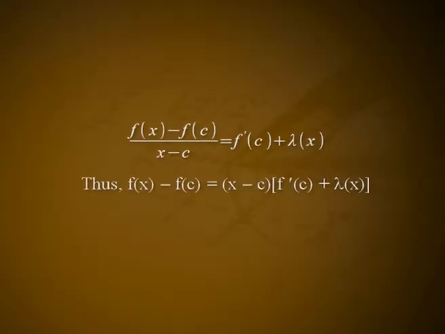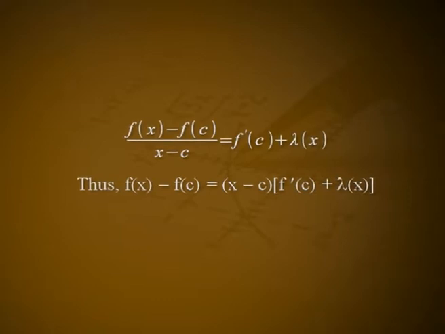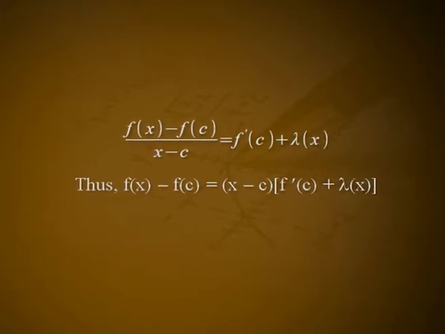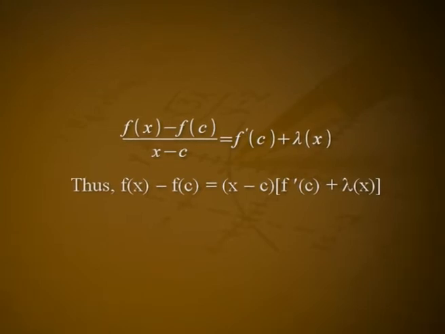Now, by definition of lambda, for x not equal to c, (f(x) minus f(c)) by (x minus c) equal to f prime of c plus lambda(x). Thus, f(x) minus f(c) equal to (x minus c) into (f prime of c plus lambda(x)). If x equal to c, then both sides of the above equation equal 0. Hence, the theorem is proved.